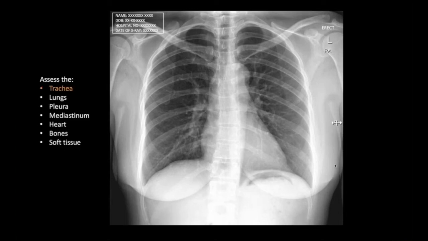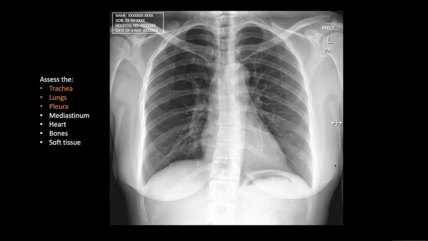Check the trachea. The trachea is usually central. It may be slightly deviated to the right due to presence of the aorta. The right paratracheal stripe is usually thin. Review the lungs zone by zone and compare both sides. Look for any abnormalities such as nodules, infiltrates, or collapse.